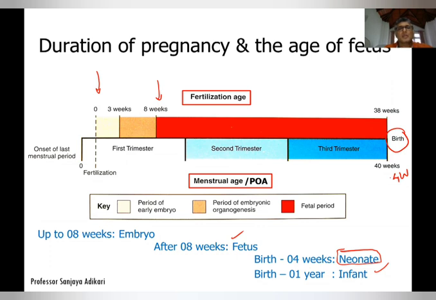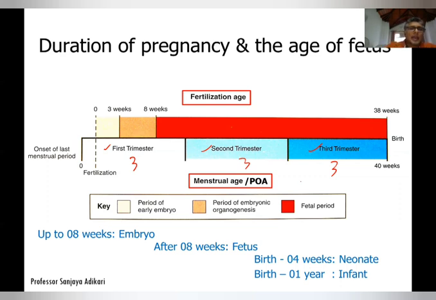Hope you got something out of this. This is a very nice diagram, and there are many things that you can learn from it. You see the first trimester, second trimester, and third trimester. The first trimester means 3 months. So you have 3 months here, 3 months here, 3 months here. Altogether, 9 months.